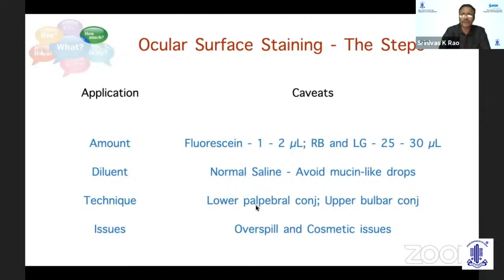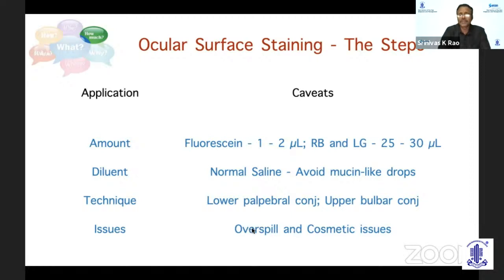Where do we put it? For fluorescein, we typically put it in the lower palpebral conch, like we just saw. But if you have a dry eye, and if you're using lissamine and rose bengal, or one of the two, and if you think there's not enough tears to take it across the surface, another way is to take it on the strip and then put it in the superior bulbar conjunctiva. So gravity will help it spread over the entire surface, and you can get better staining characteristics.